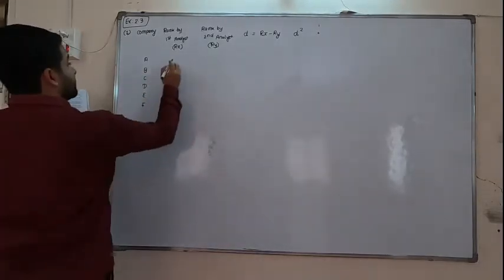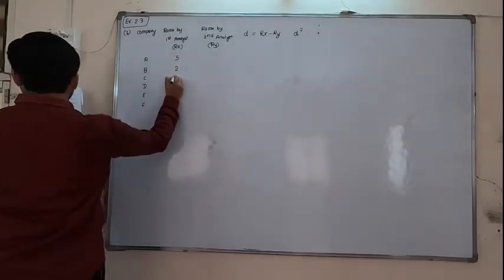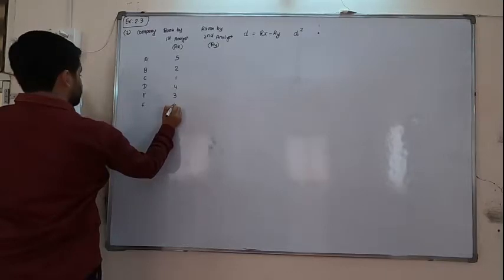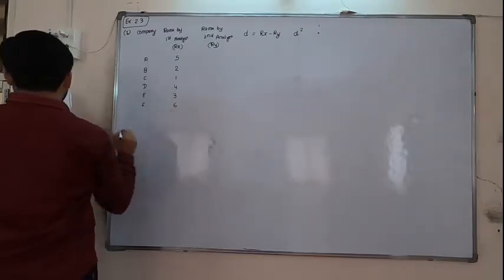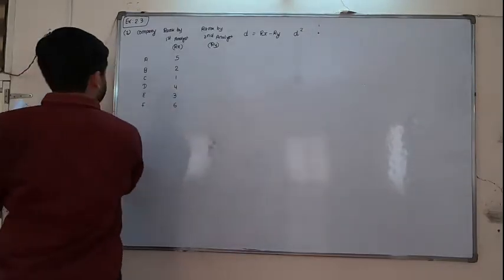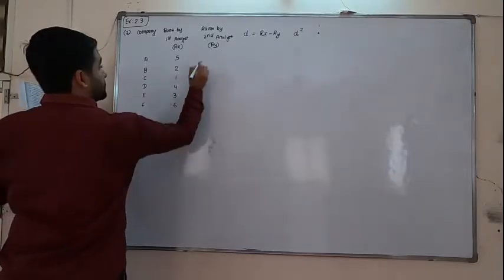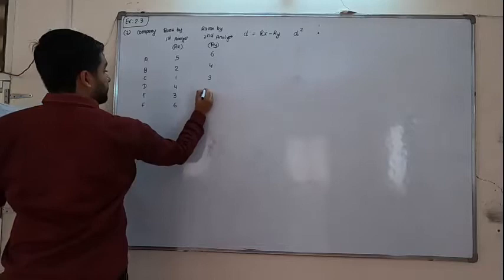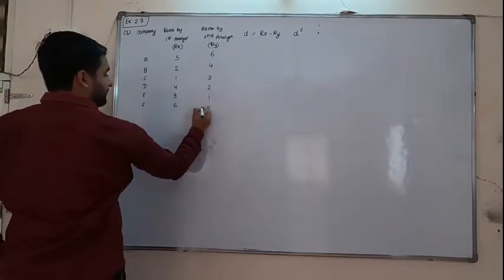A, B, C, D, E, F. Rx: 5, 2, 1, 4, 3, 6. Ry: 4, 3, 6, 4, 3, 2, 1, 5.